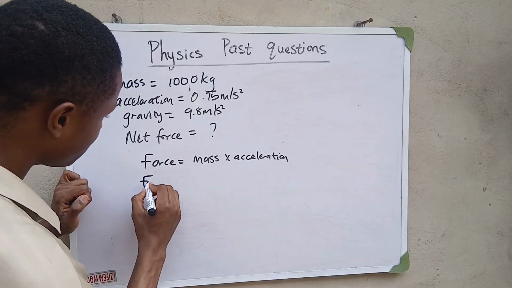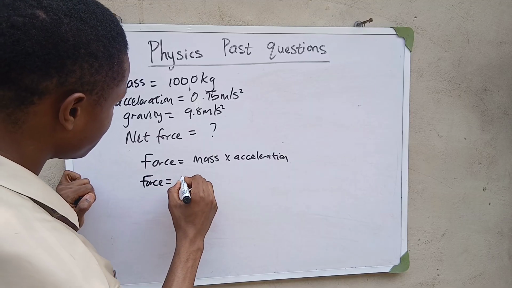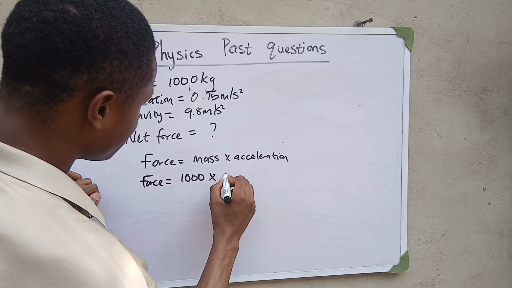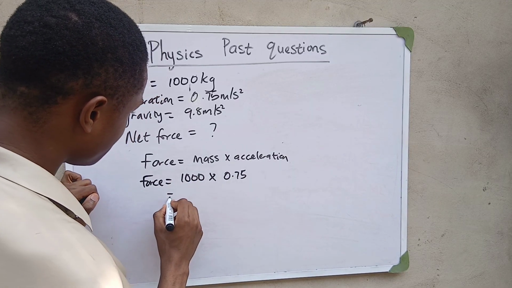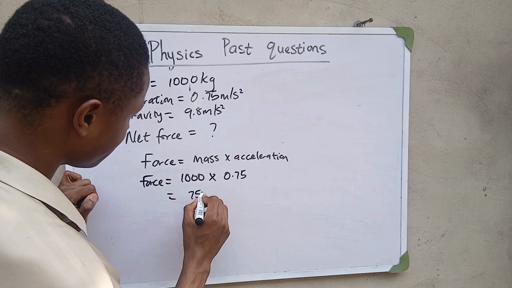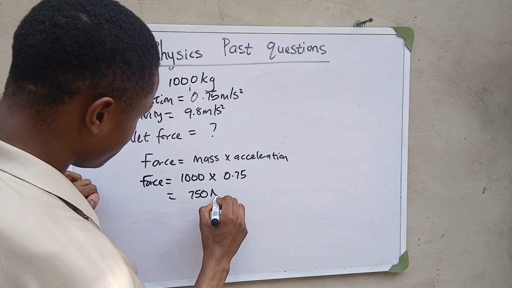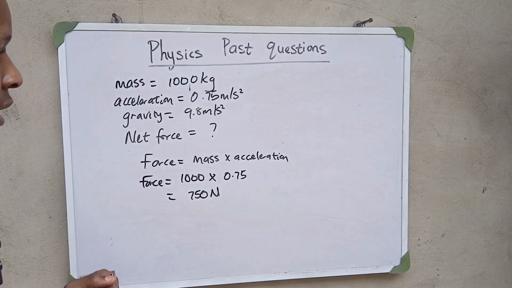So the force therefore is 1000 times 0.75. Therefore the force is 750 newtons. So that's the answer.